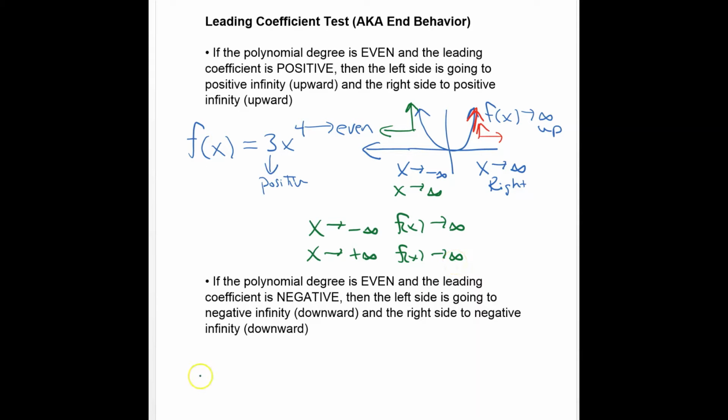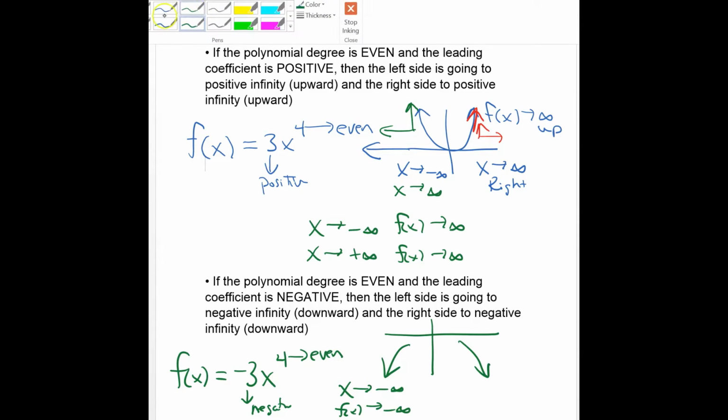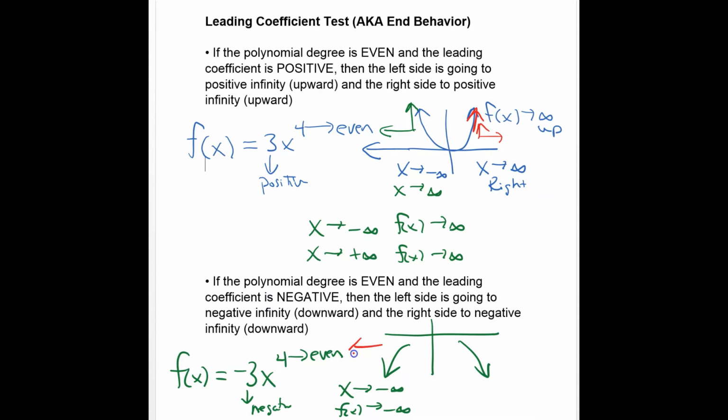Now, on the other hand, if you have something like f of x is equal to negative 3x to the fourth, notice what's important here is this is even, and this is negative. Anytime you have that situation, your end behavior is going to be going downward as you go to the right and downward as you go to the left. Now, the way to write that is on the left side, that means x is going to negative infinity, and f of x is going to negative infinity also. So, if I use my red marker here, as I go to the left, what's my f of x doing? It's going downward. All right?